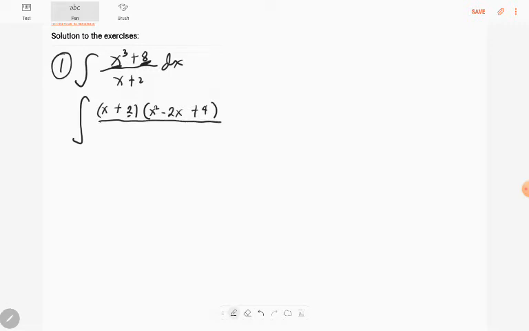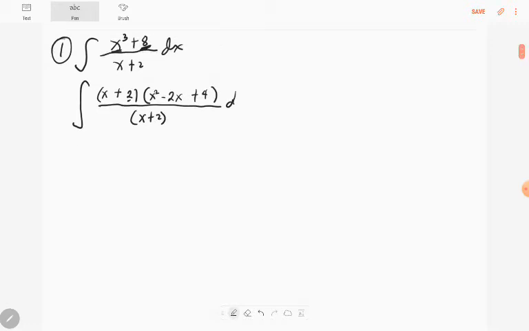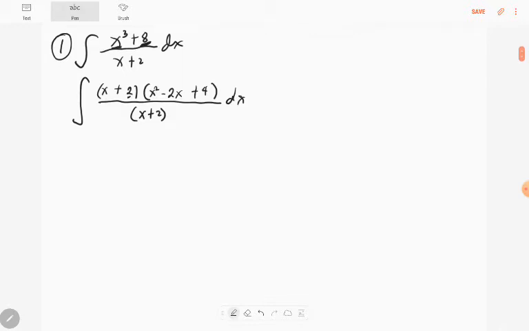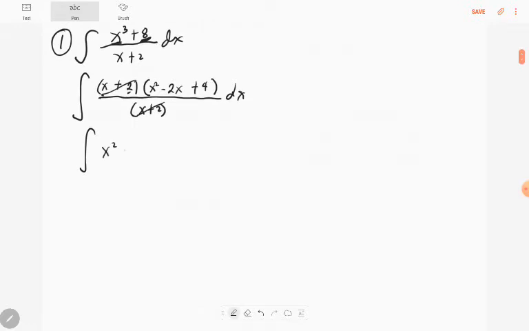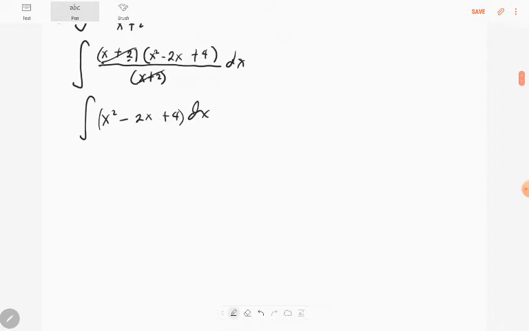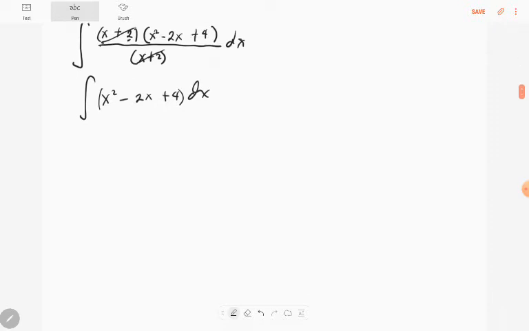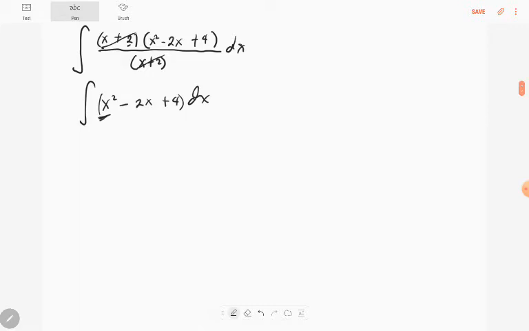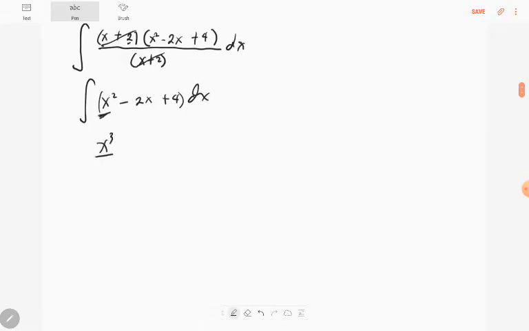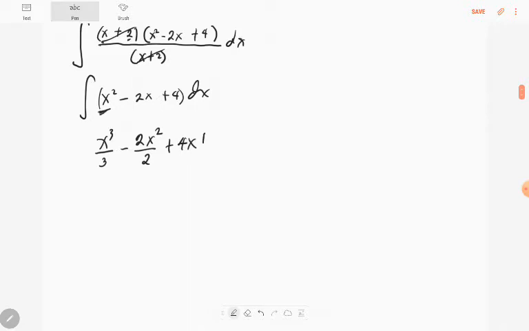Now the denominator would still be x plus 2, and then you have dx. So this will simplify the polynomial into (x squared minus 2x plus 4) dx. And then you're ready to apply the rules of integration. Integrating the first part will give you x cubed over 3 minus 2x squared over 2 plus 4x plus c.